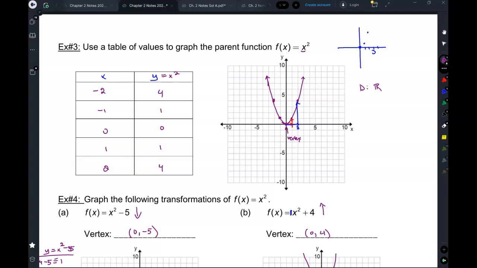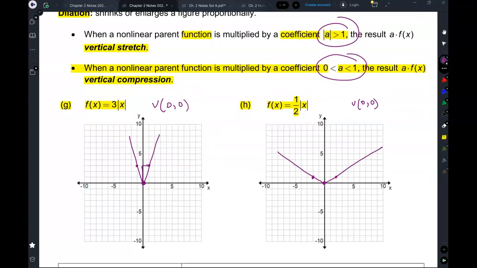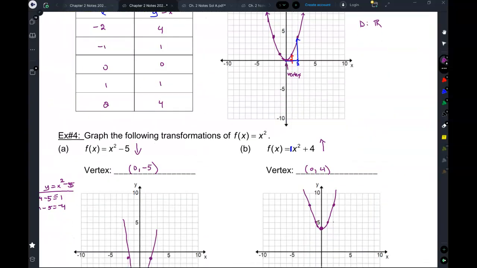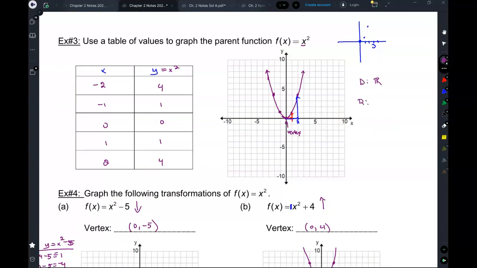Did you find one? Trick question. All parabolas have a domain of all real numbers. Whenever you have a parabola, and I ask you for domain and range, there's no thinking involved: all real numbers. And it's the same with absolute values. So let's do some range then. The range here is what? y is greater than or equal to 0.